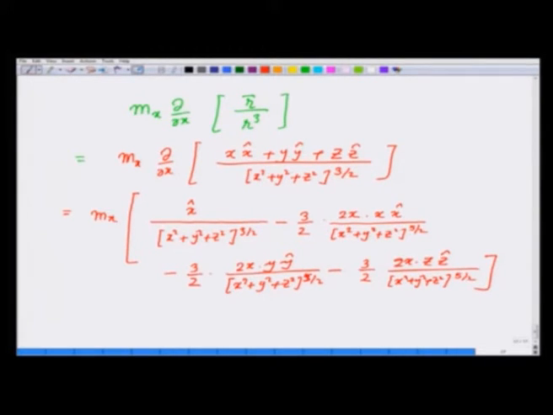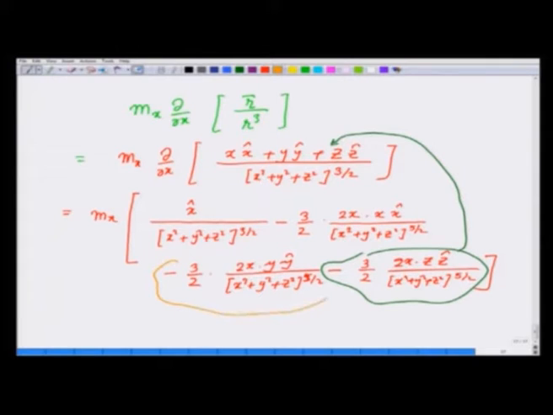Let me make a correspondence. This term comes from the differentiation of the z over x square plus y square plus z square term. The second term, this term here, comes from the differentiation of this y term, and the first two terms come from the differentiation of the first term. So, what are we left with?